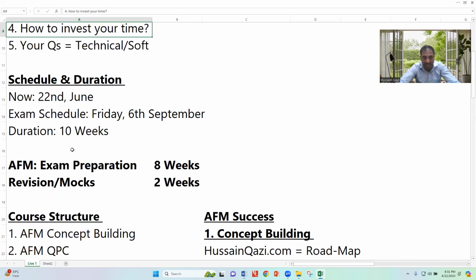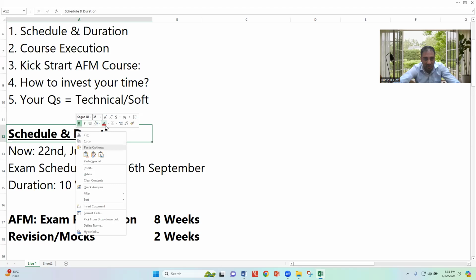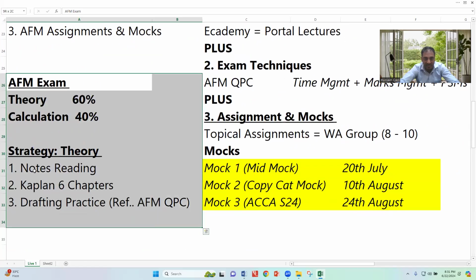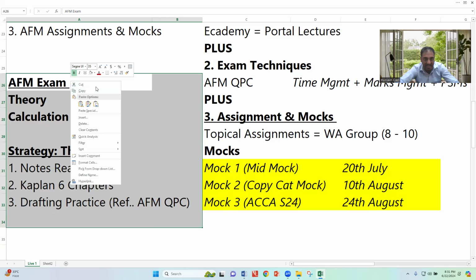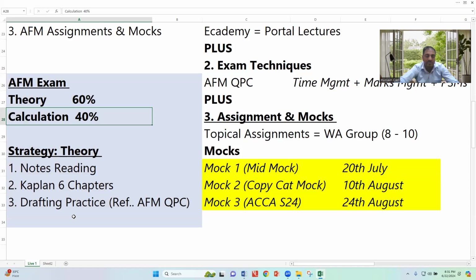So with agenda point number one, we have covered the schedule and duration. Number two, we have covered the course structure. The course structure includes concept building, question practice course, assignment and mocks, and make sure that you develop the strategy in a manner to cover the theoretical aspect as well. And the strategy to cover the theory I have mentioned here.